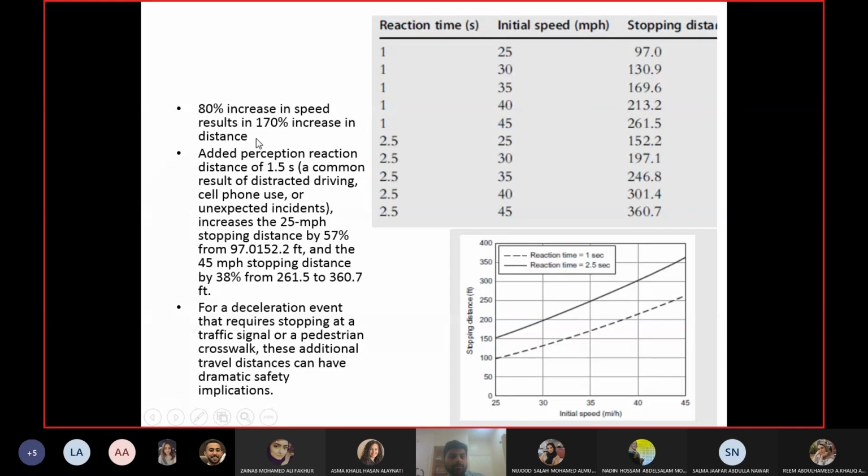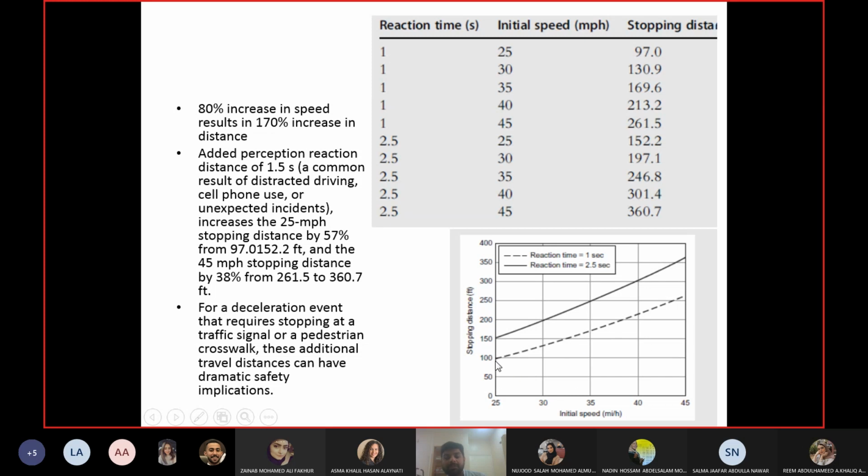So when you increase the speed by 80%, you are increasing the distance by 170%. Okay, so from 25 to 45, basically we are increasing the speed by 80%. But from 25 to 45, the distance is increasing by 170%. So we are comparing between the initial value of the speed and the final value of speed, and between the initial value of distance and the final value of distance.